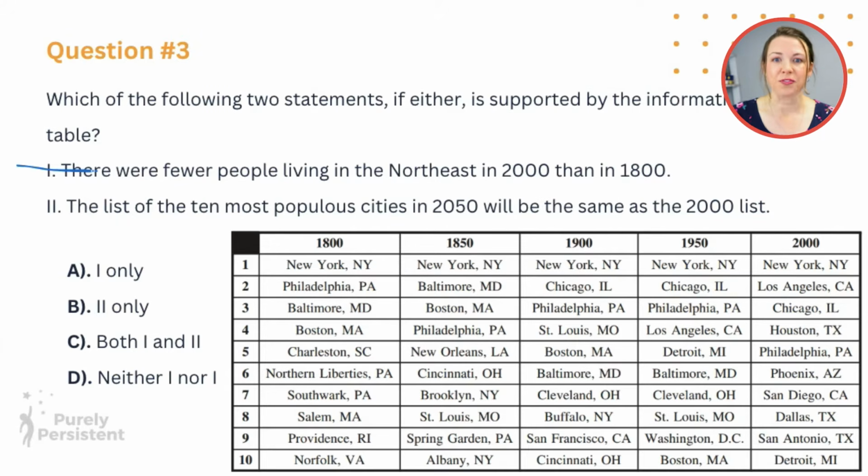Okay, number 2, the list of the 10 most populous cities in 2050 will be the same as the 2000 list. Can we tell this by looking at the chart? No, we can't. We don't know what the most populous city in 2050 will be. And based on the chart here, the table, it will likely be changing and altering. So we can't really tell that either. So then that leaves D as our answer, neither 1 nor 2. This should say 2. There we go.